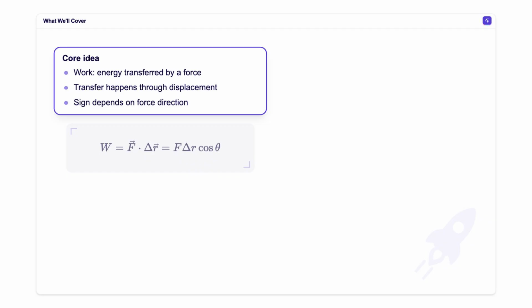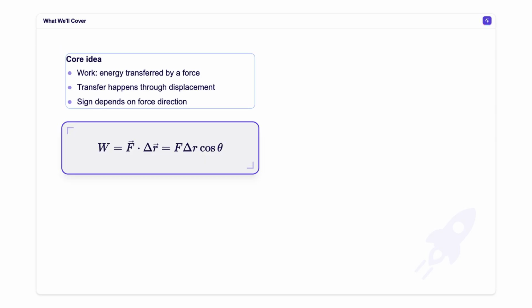This roadmap shows the path we will take from the basic meaning of work to the full AP Physics C toolkit for calculating it. The core idea is that work is energy transferred by a force as an object moves through a displacement. If there is no displacement in the direction of the force, that force does not transfer energy by work. Mathematically, work equals force dot displacement, which also equals force times displacement times cosine of the angle between them. The dot product is what tells us whether the work is positive, negative, or zero.